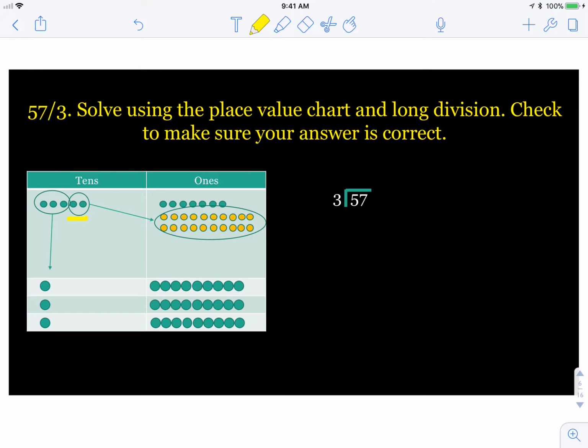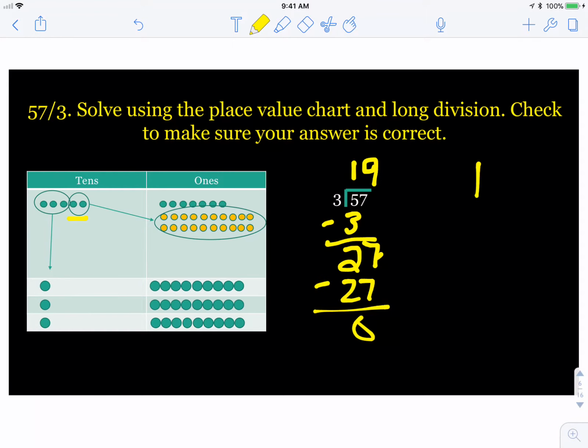Let's see if we get that same thing doing long division. 3 goes into 5 one time. 1 times 3 is 3. 5 minus 3 is 2. Bring down the 7. 3 goes into 27. 9 times. 9 times 3 is 27. Subtract. I have nothing as a remainder. Let's check and see if we're right. We're going to take the quotient times the divisor. 9 times 3 is 27. 3 times 1 is 3 plus 2 is 5. Did I get my dividend? Yes, I did. That's the same answer.